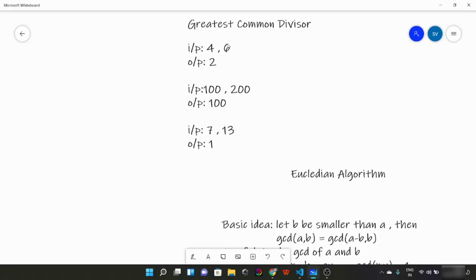Suppose there are two numbers 4 and 6, right? So what would be the greatest number which would divide both of them? It is going to be 2, right?